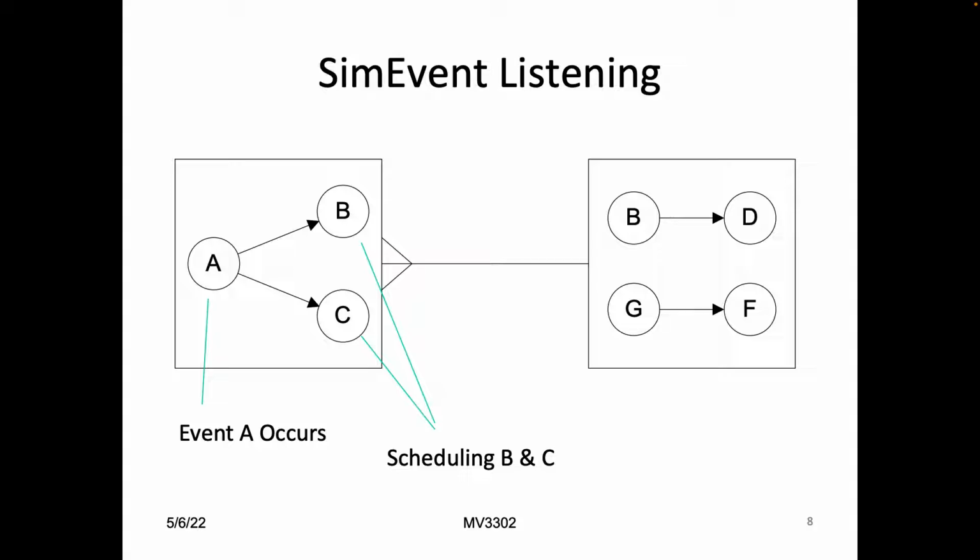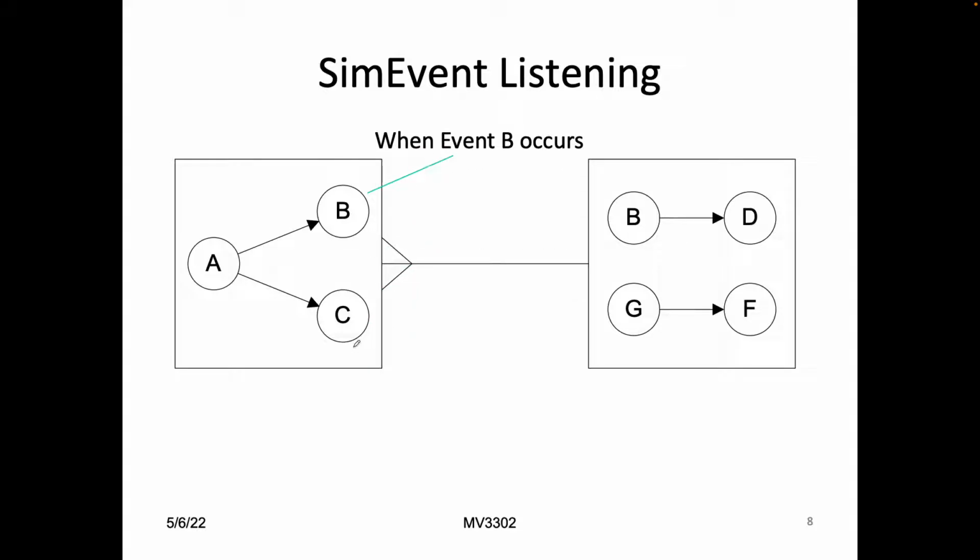Remember, the thing to keep in mind with event graphs is that the scheduling does not go anywhere. That's not a useful way to think of this. What the scheduling does is simply put the events that it schedules on the event list. So when event A occurs, it's going to schedule B and C, maybe with some delay.